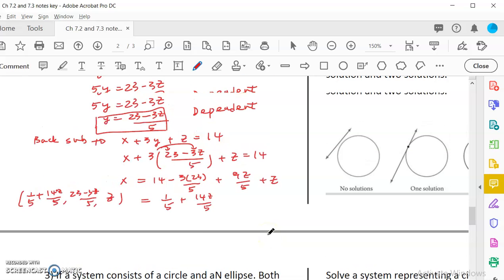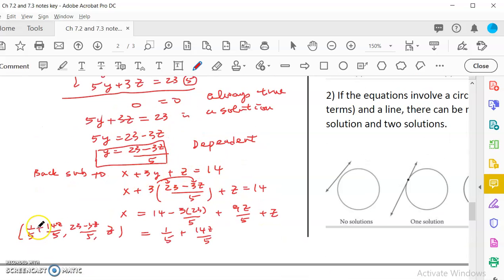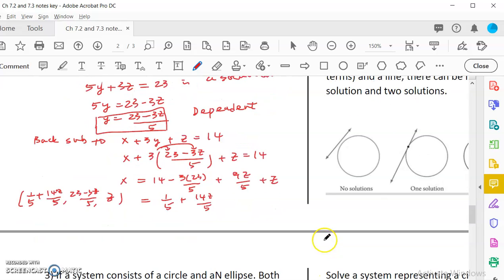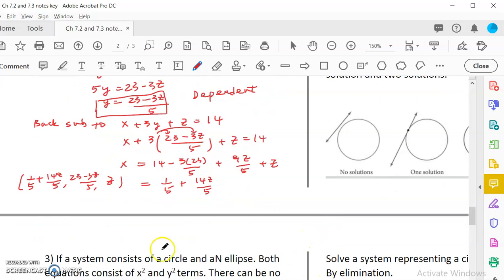So sometimes you can solve it in terms of x, you can solve it in terms of y, you can solve it in terms of z. But when you write your solution, you write it all in terms of the same variable. If you want to write in terms of x, it would be x, comma, something of x, something of x. If you want to write it as z, you would have z here, then something of z, something of z.